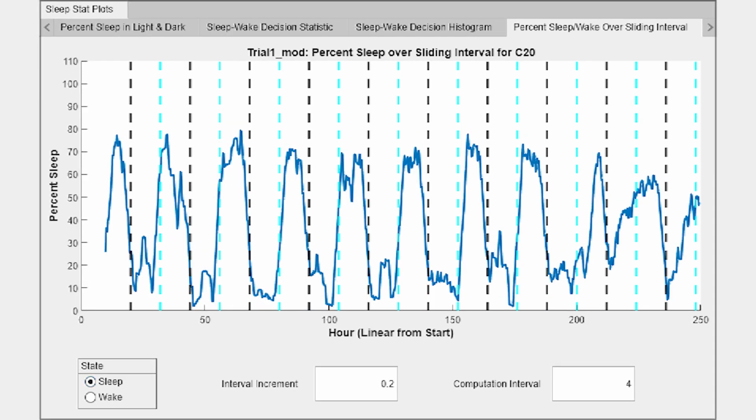Here we can see a difference in the data when changing the sliding interval length. A longer interval creates a more smooth graph showing longer-term trends, while a shorter interval shows more local changes in behavior.